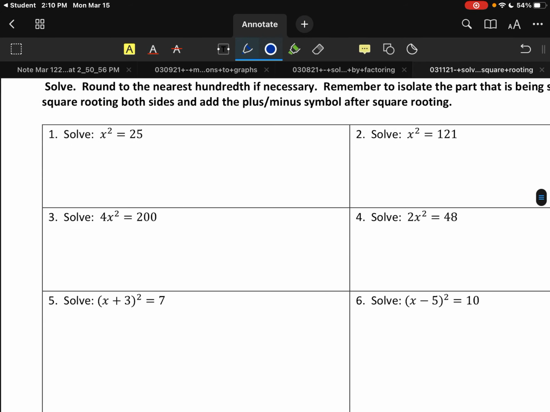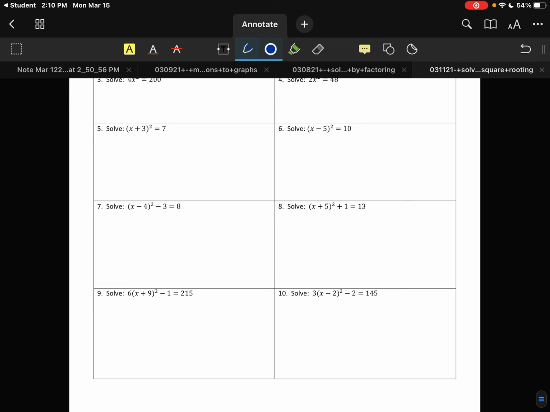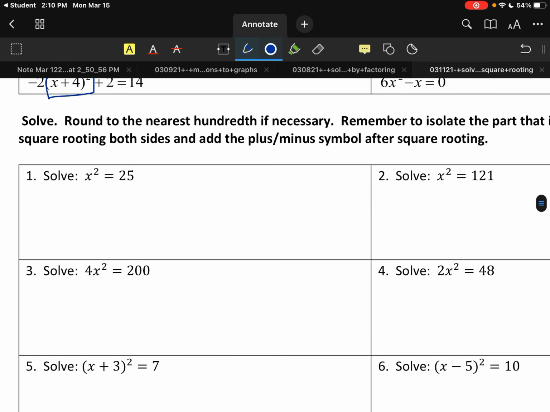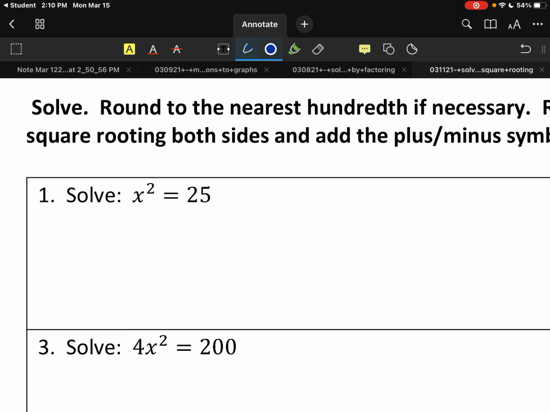So I'm going to do a few. I think I'm going to do 1 through 9, and kind of show you, and you guys can do 2 through 10. So here, I'm going to solve. The key thing here is you have to get the squared term on its own before you can do any square rooting. So after adding, subtracting, after multiplying, dividing, after all that, then you can do the square root.